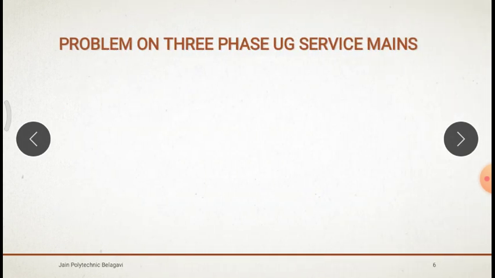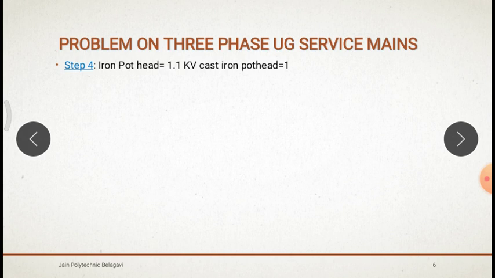Next is the iron pot head. As usual, a 1.1 kV cast iron pot head we require. Next is the GI pipe. GI pipe is of 2.5 plus 2.5, that is 2.5 for the pole side and 2.5 for the consumer side.